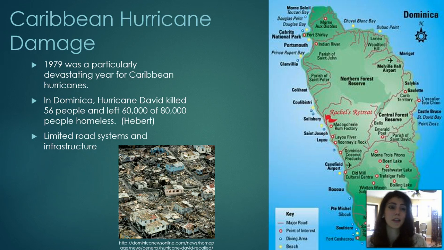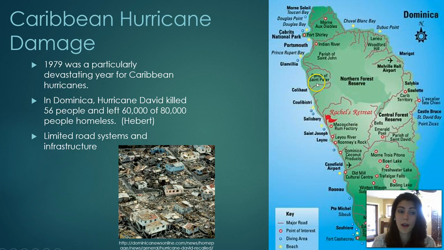Why is it important to study hurricanes in the Caribbean? Well, compared to other disasters, hurricanes occur quite frequently. In specific, the year 1979 was particularly devastating. Hurricane David happened to strike just south of the island of Dominica, which actually killed 56 people and left 60,000 of the population of 80,000 displaced, which is very significant. Hurricane David then went on to wreak havoc in other islands as well. And this was just one example of a destructive hurricane.